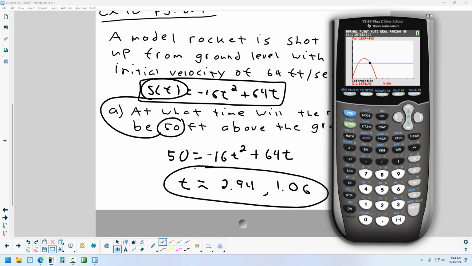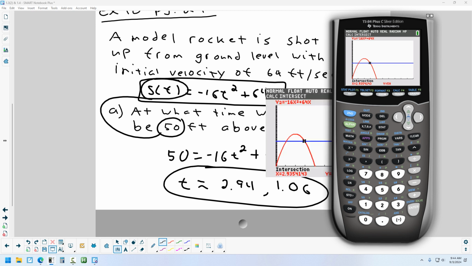Yeah. Can you go over again how you got the decimals? How I got like the 0.94? Oh, so second, calc, and then option 5. And it'll ask you 3 questions. Pick a point somewhere on the first thing. Pick a point somewhere on the second thing you want to use. And then the third thing it'll ask you for is a guess. You press enter each time. And then when I press enter, it gives me 2.94.